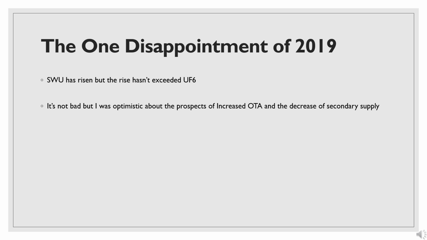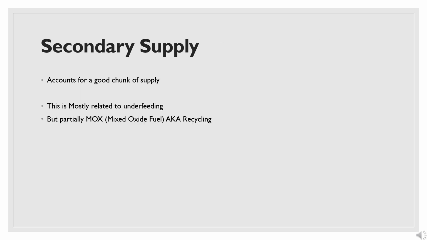So I was optimistic about SWU outpacing UF6 because that would mean that the optimal tail assay would have shifted and cut out some effective supply of uranium.